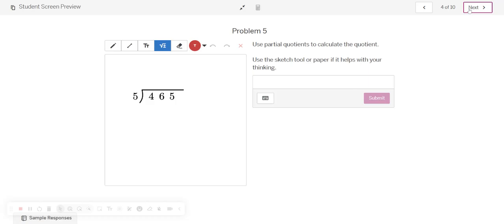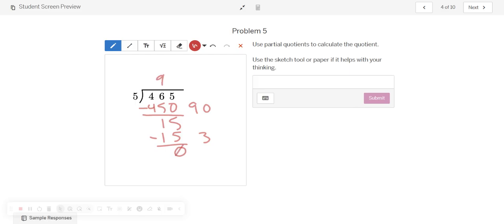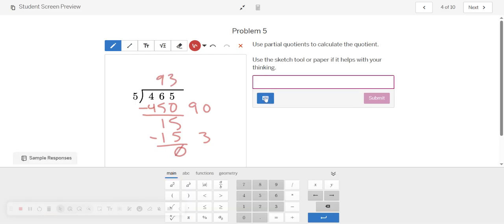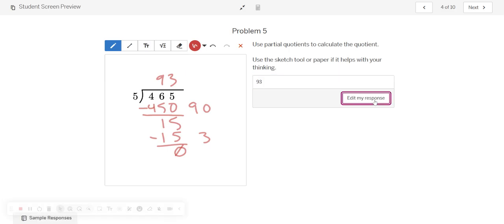Okay, here we go. I'm getting warmed up. Use partial quotients. Okay, 90. I've got that 90. Again, 90 would be 450. I subtract, I get 15. That's 3 of those groups of 5. 5 groups of 3, I guess I should say. There we go. And so I get that it's 93. Submit.